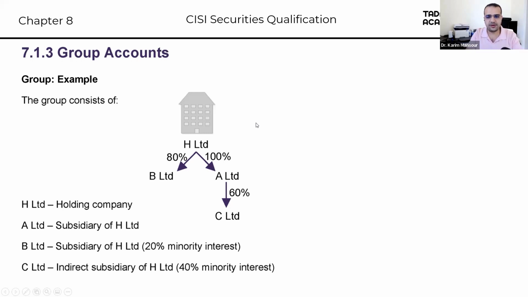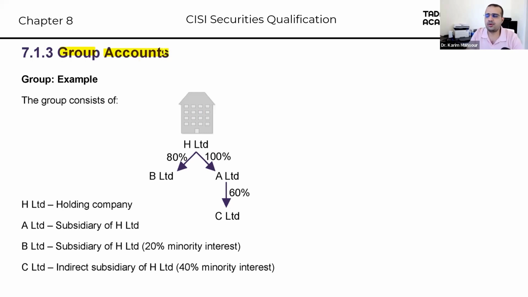Yesterday we studied the balance sheet, the income statement, and the cash flow statements. Today we shall look at ratios. But before we look at ratios, let's just look at a very, very simplified overview of group accounts.